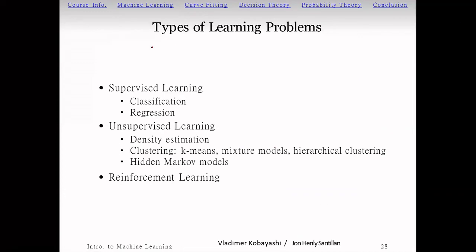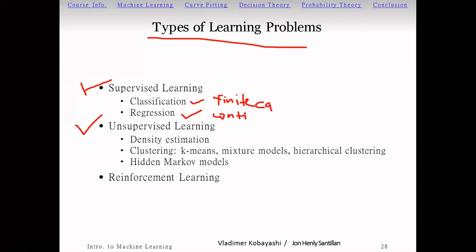So in summary, we have these types of learning problems that we will deal with. We have the supervised, we have the unsupervised. So under sa supervised, we have the classification and the regression. Classification if we have finite categories, and regression if we have a continuous output. Unsupervised example is yung density estimation, di pa natin na-discuss yan. Clustering, yan yung example natin.